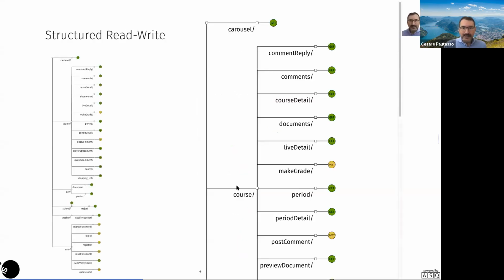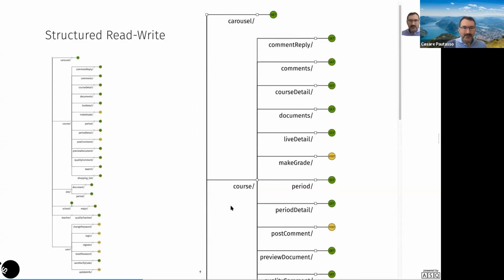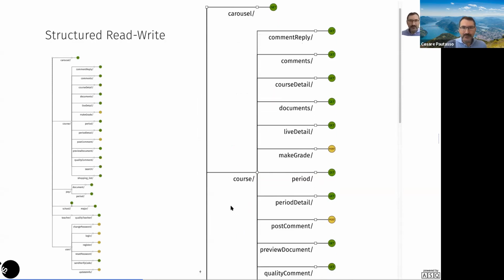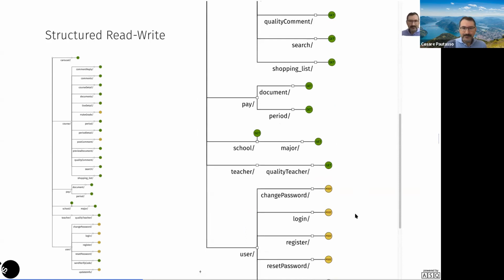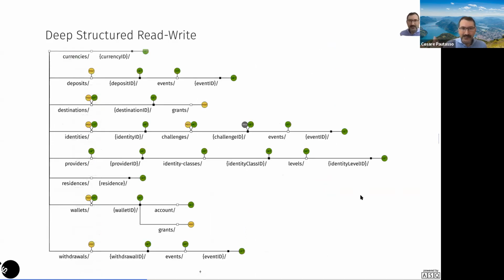Here we start to see examples of more complex trees, so they have a bit more structure. So we have the top level elements, and then we have sub levels. This one gets deeper and deeper. So we have a lot of nesting in this API.